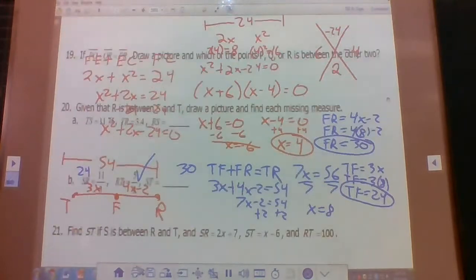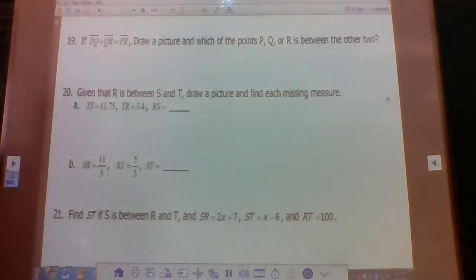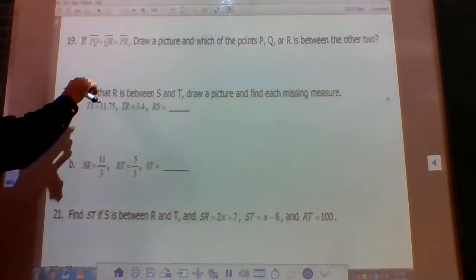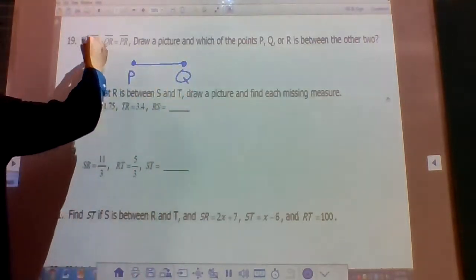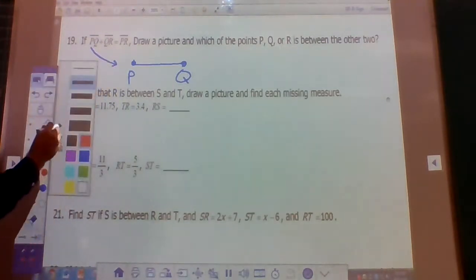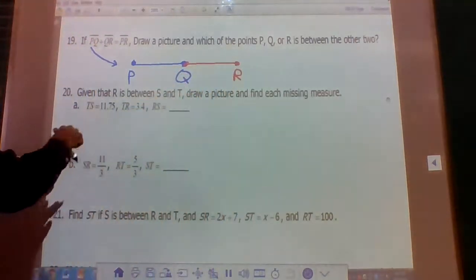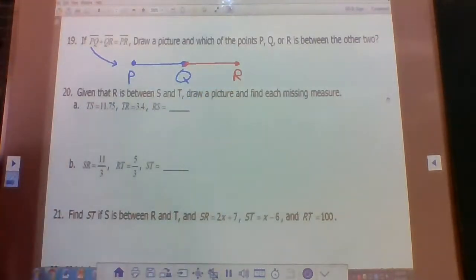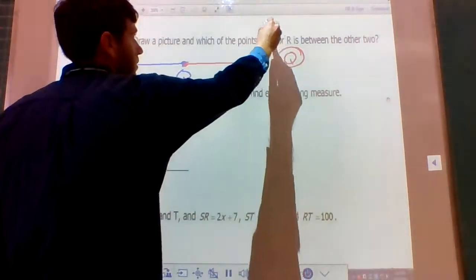Number 19. Segment PQ plus segment QR equals segment PR. Draw a picture of which of the points P, Q, and R. So, there's segment PQ. Here's segment QR. Okay, QR. And that's going to equal PR. So Q is between the other two points. Q is the one that's between the other two.